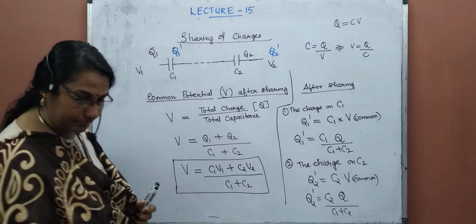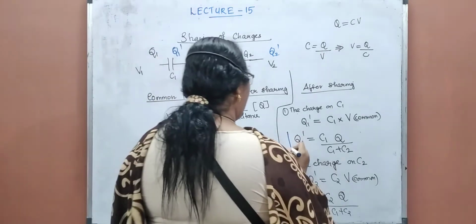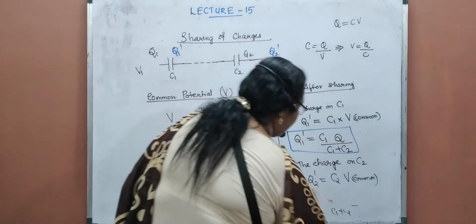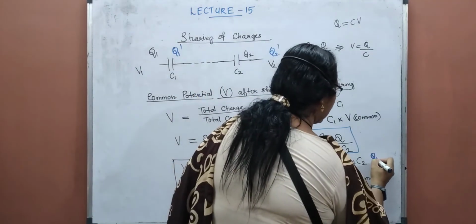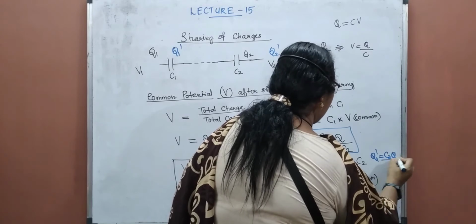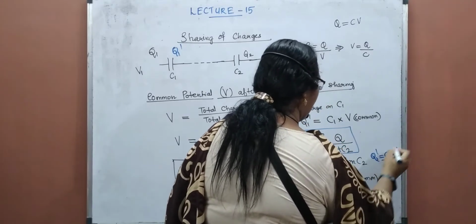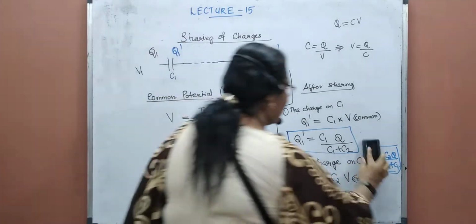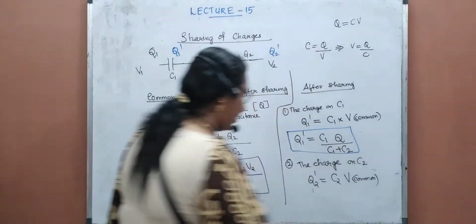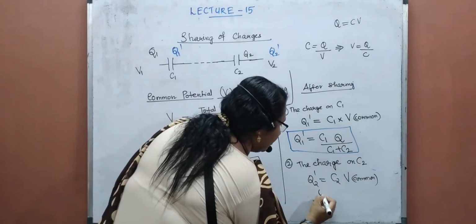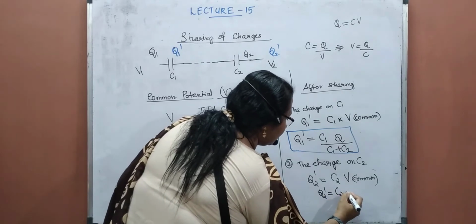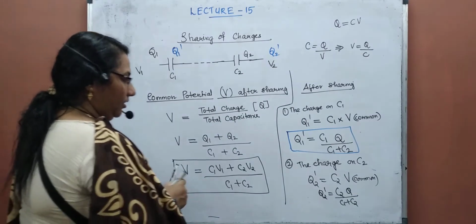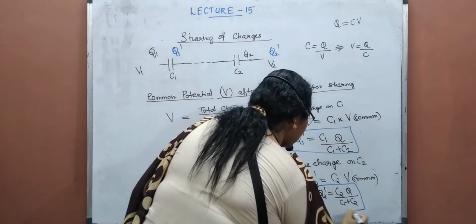Okay, is it clear to you? So the charge on the first capacitor after sharing is C1 Q by C1 plus C2, and Q2 dash is equal to C2 Q by C1 plus C2. I will write once more here: Q2 dash is equal to C2 into Q by C1 plus C2. Hoping you can see it clearly.